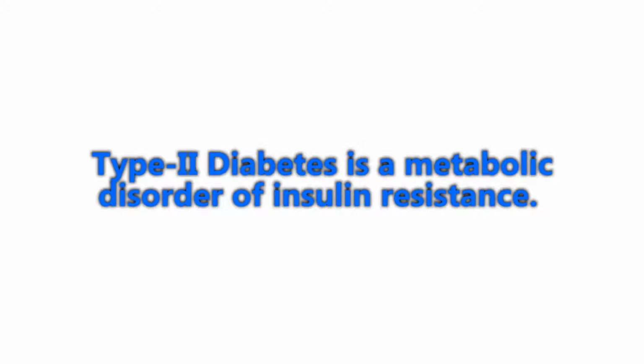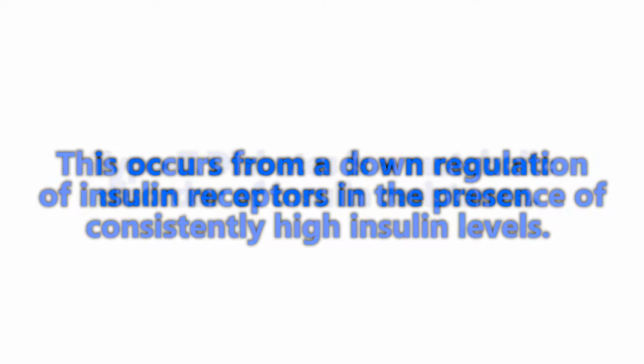Type 2 diabetes is a metabolic disorder of insulin resistance, meaning that the patient's body no longer responds to insulin produced in the blood or doesn't respond adequately to the insulin produced in the blood. This occurs because of a downregulation of insulin receptors due to the presence of consistently high insulin levels.